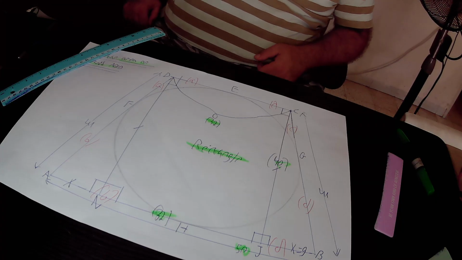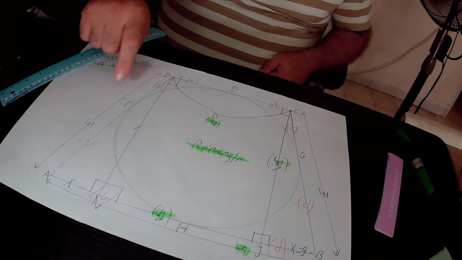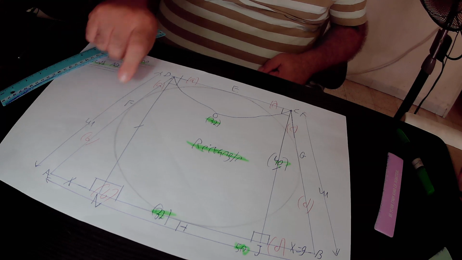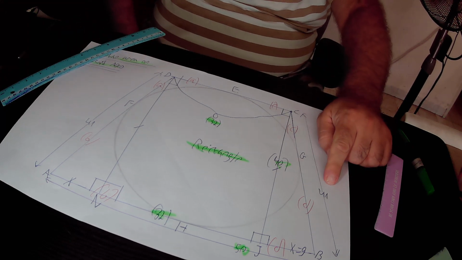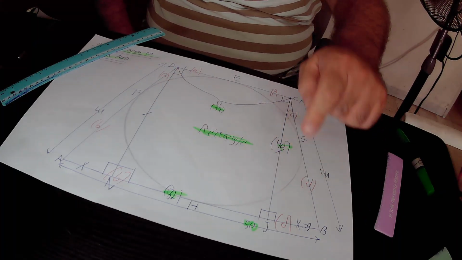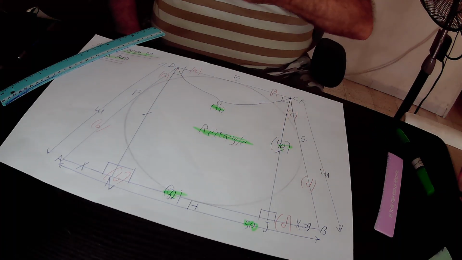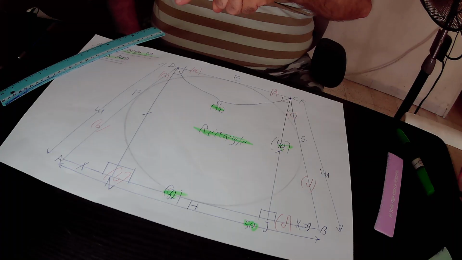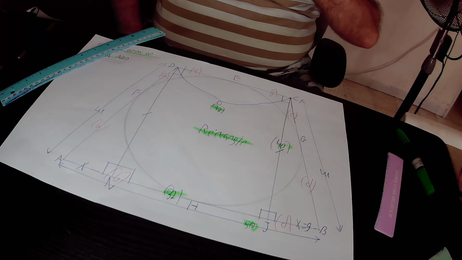In addition, we know that side DA equals 41 units in length, side CB also equals 41 units in length, and side AB equals 50 units in length. Our task is to find the area of this trapezoid ABCD.